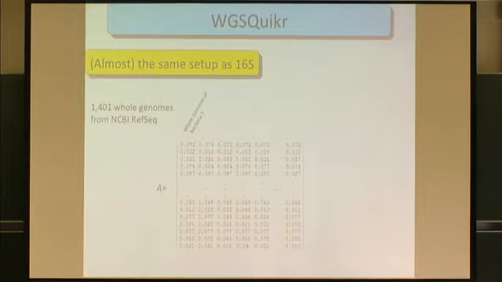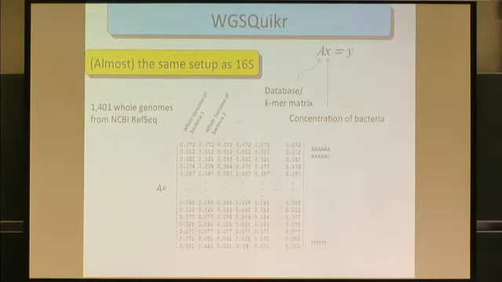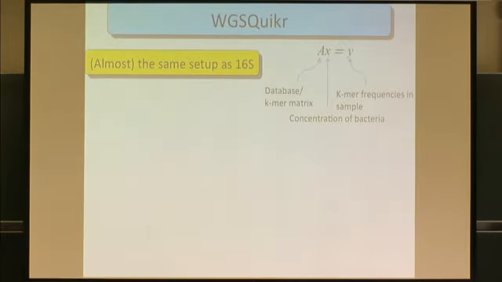So basically you have an entire whole genome and you count the k-mer frequencies in it and set that as one of your columns. And you do that for all 1,400 of these. You're still doing the AX equals Y. Everything still stays the same. But here's the important difference.